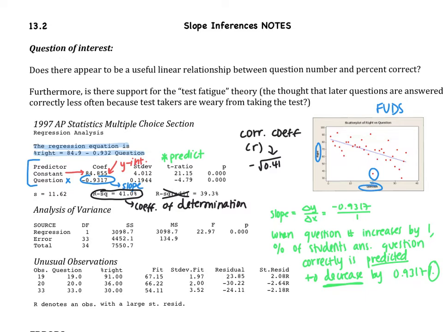Okay. Next thing we have to be able to identify is this number right here, this S, or sometimes it's written as SE. That is the standard error of the residuals. Standard error.